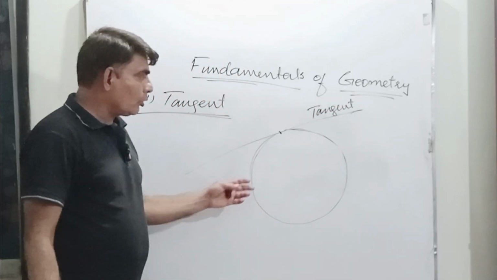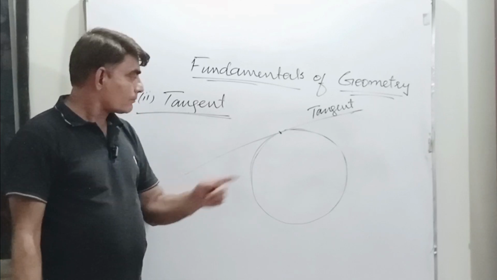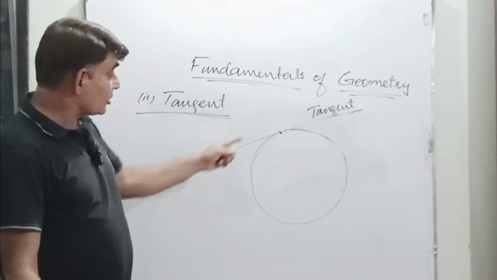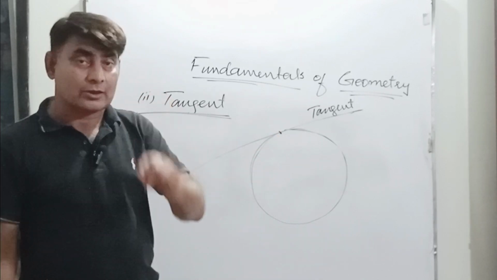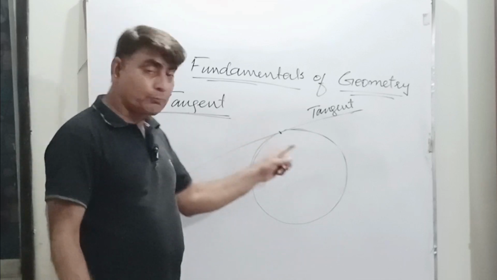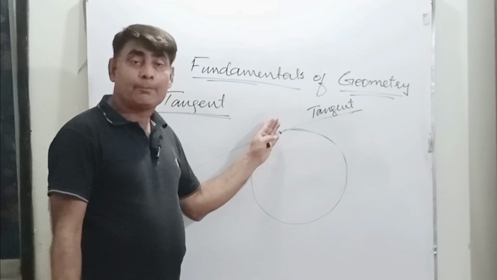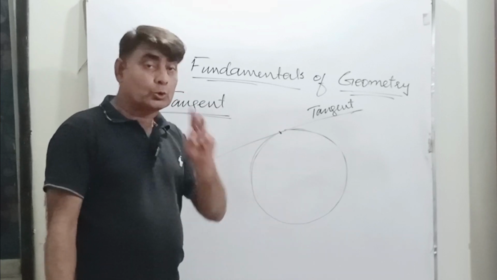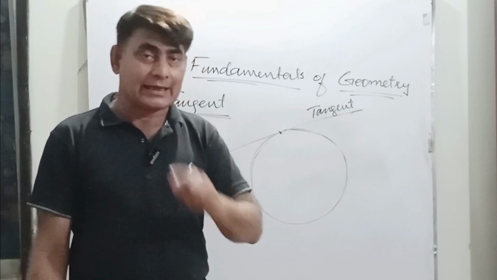Okay, so the main difference between secant and tangent, number one: a secant cuts the circle, cuts the curve. A tangent touches the curve, touches the circle. A secant has two points in common. A tangent has just one point in common. So it means there is a single point of intersection between tangent and circle, and there are two points of intersection between secant and circle.